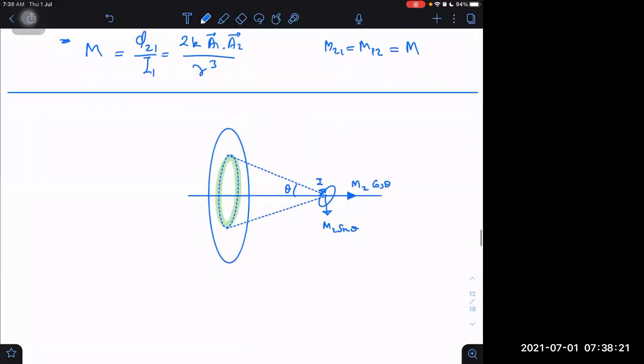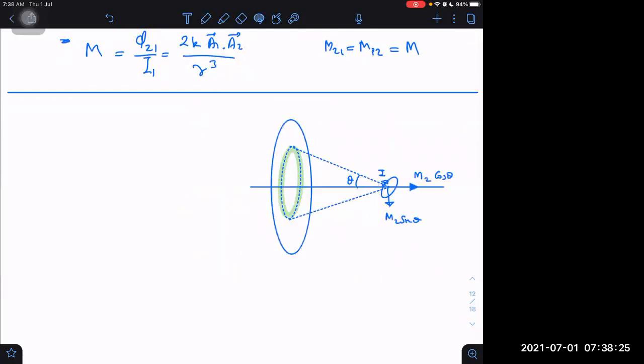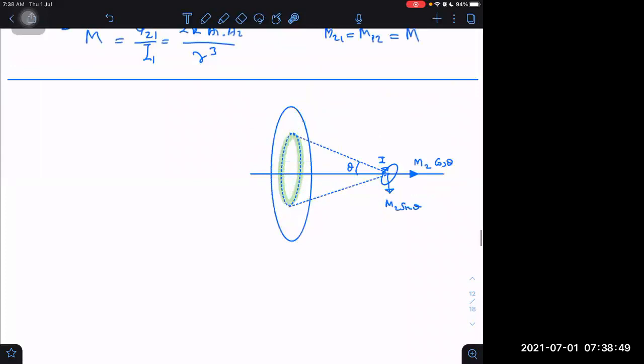Horizontal and vertical both will be there in the ring. Horizontal will be there and vertical will also be there. Due to m2 cos theta only you are talking about. Except if you consider it as a dipole. If we consider it as a dipole, then you are right.